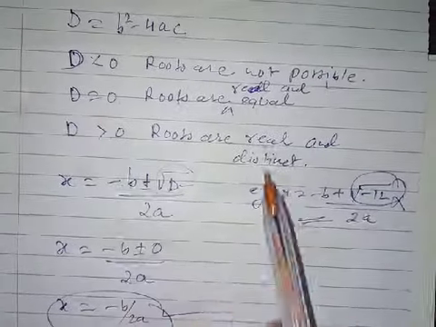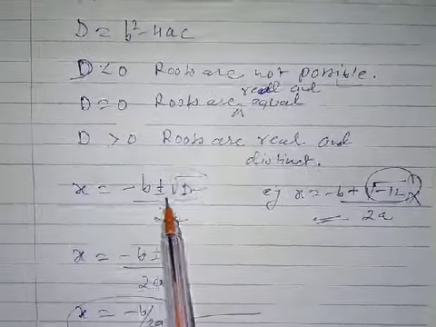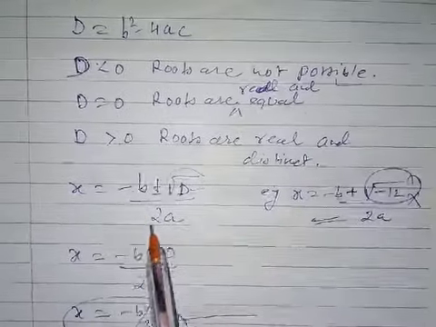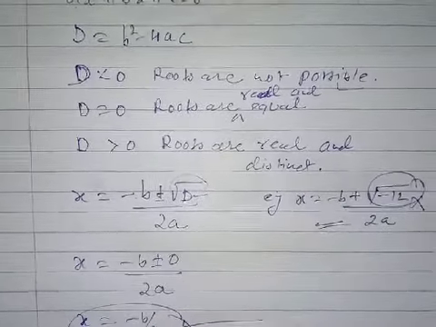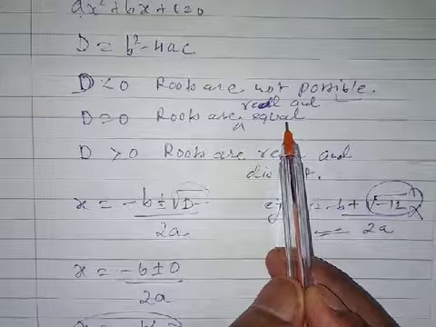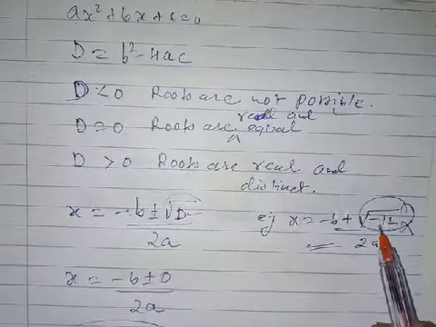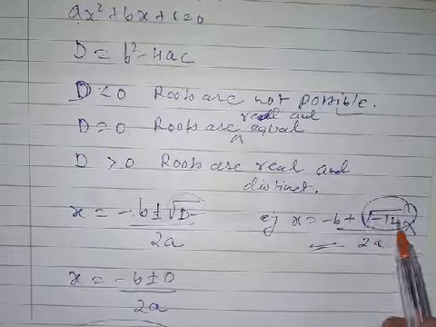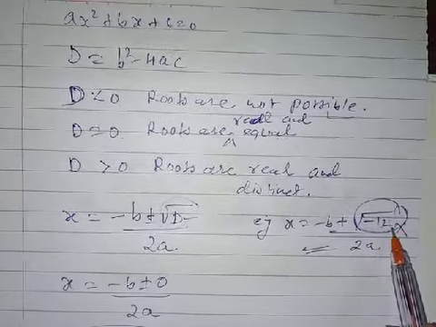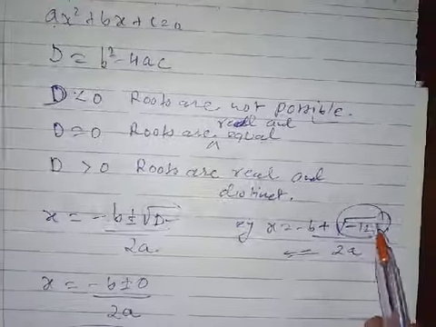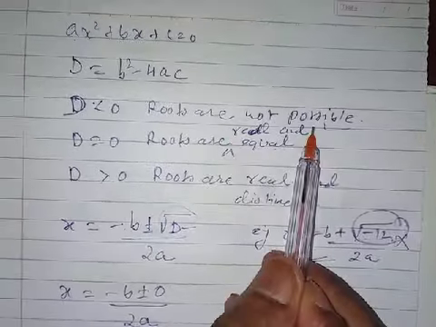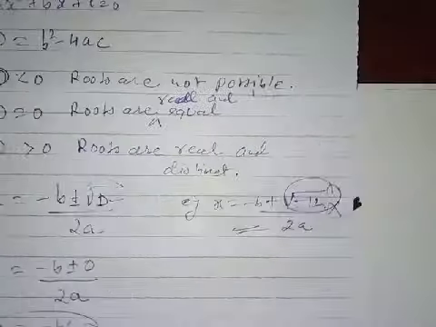When D is equal to 0, this becomes 0. So we are left with only minus b upon 2a, and therefore the roots are real and equal. And when it is negative, the root of a negative number cannot be taken out, because it is a complex number, therefore it is not possible. So this is the introduction. Is it?